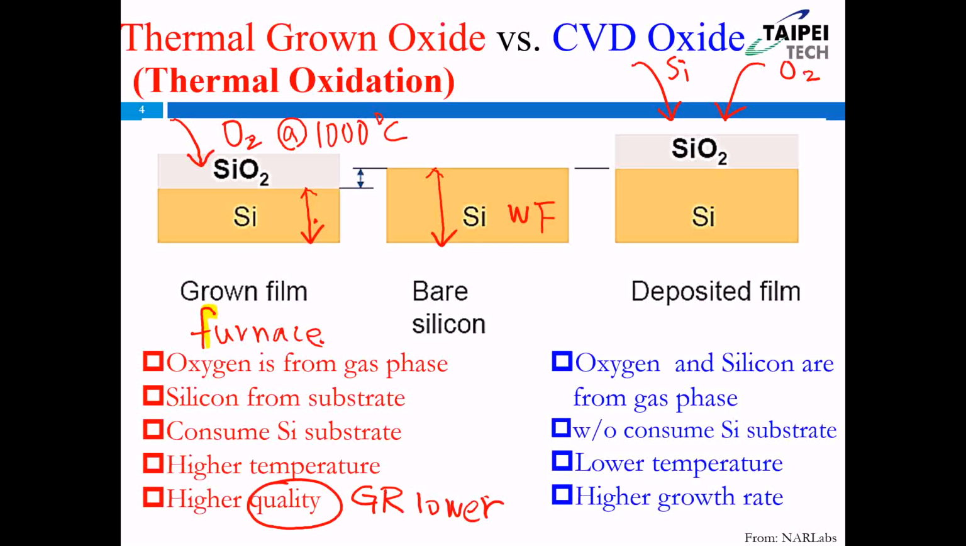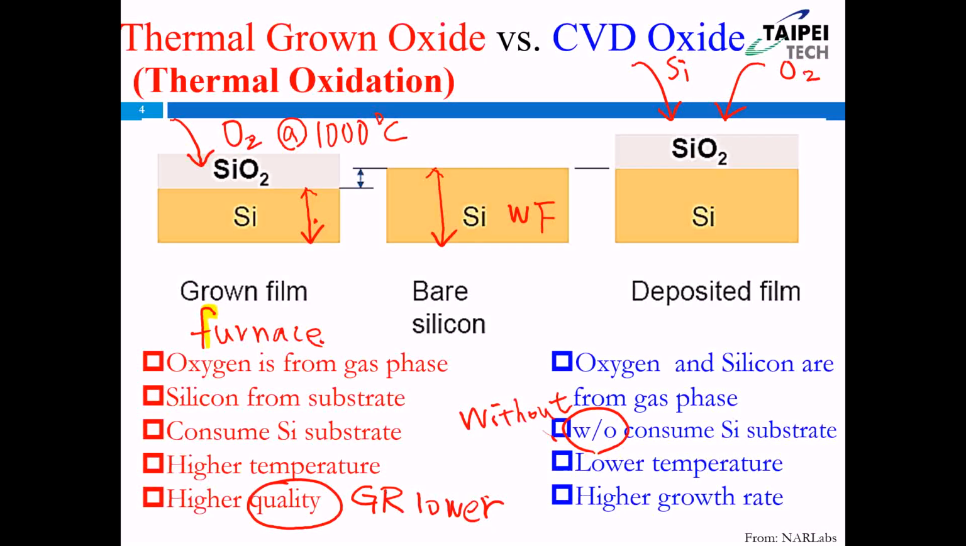So today the silicon is from outsourcing. So we don't consume the silicon substrate. W/O is without. It's also very common to see in industry. Okay, so without, just for your reference. We use W/O a lot in our reports. It just means without. So today the silicon is from outsourcing.